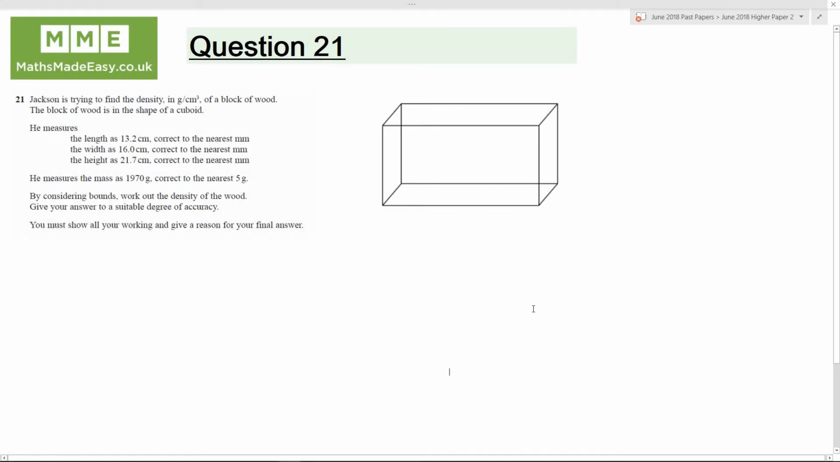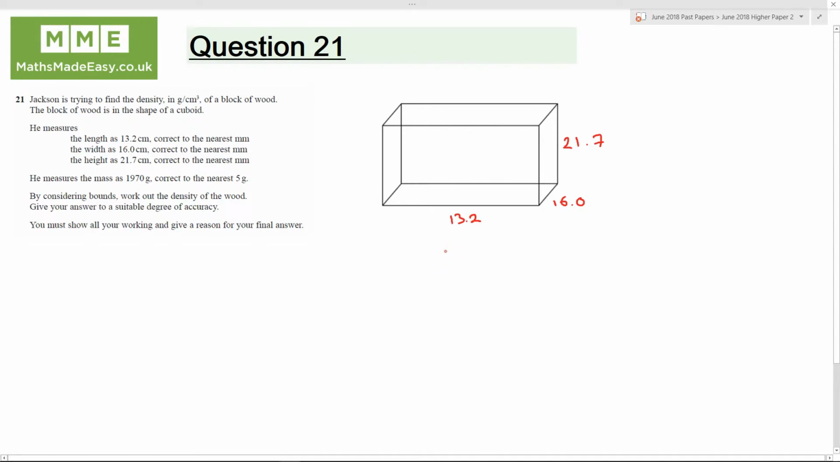Question 21. Jackson is trying to find the density in grams per centimetre cubed of a block of wood. The block of wood is in the shape of a cuboid. The length is 13.2, the width is 16.0 and the height is 21.7. I've added this cuboid here just so you can better visualise the dimensions of the cuboid.